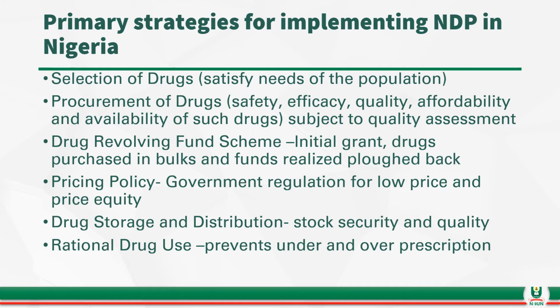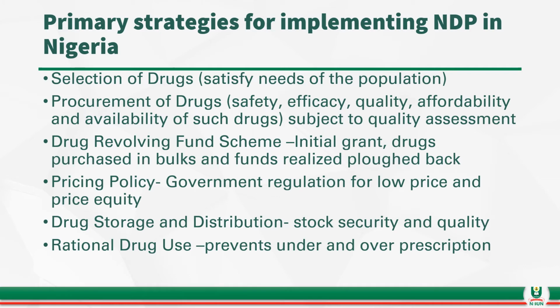Number one is that when you're selecting drugs, you must make sure that such drugs satisfy the needs of the population before they are selected. When you want to buy or procure drugs, you must make sure that such drugs are safe. They must do what they are supposed to do in terms of efficacy, must be of good quality, must be affordable, and must always be available to the people.